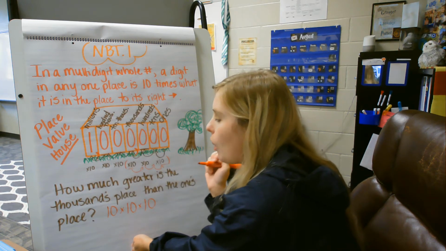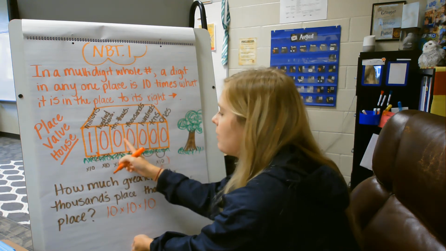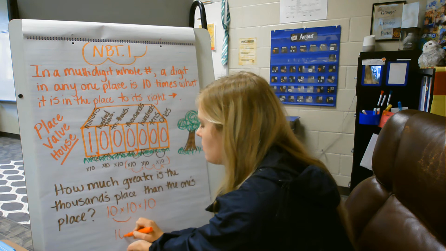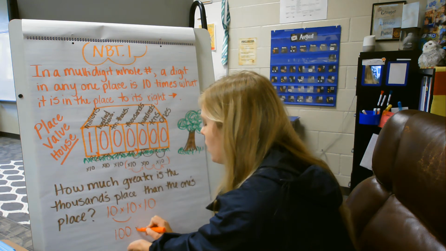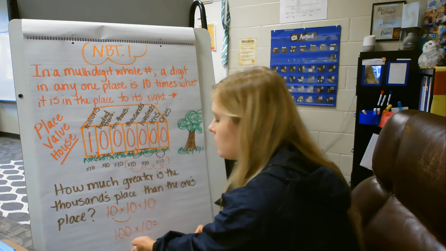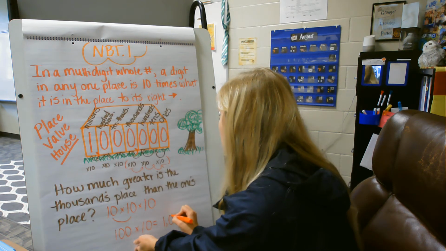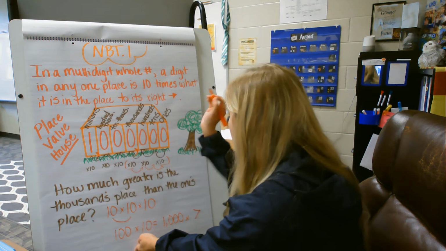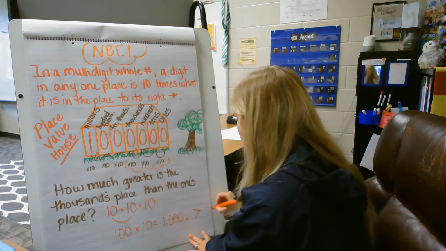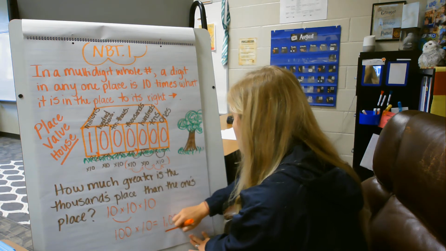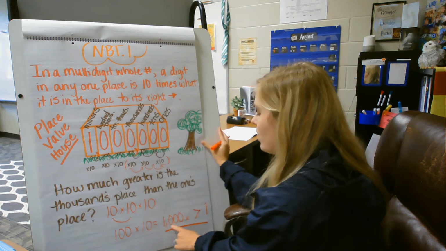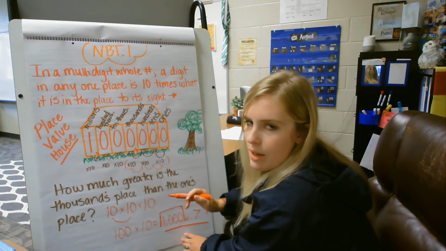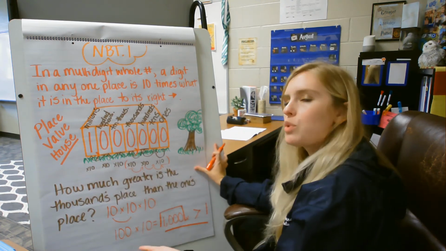And that is going to be how many times greater my thousands place is than my ones place. We know that 10 times 10 is 100. Okay? 100 times 10 is 1,000. So I'm just going to do the greater than sign because I'm running out of room. 1,000 times greater than the ones place. Okay, is what I'm going to say. So 1,000 times greater. Obviously, we know that the thousands place is 1,000 times greater than the ones place.